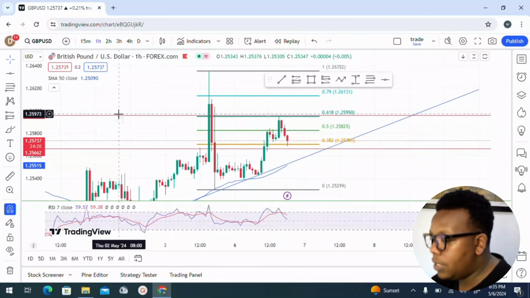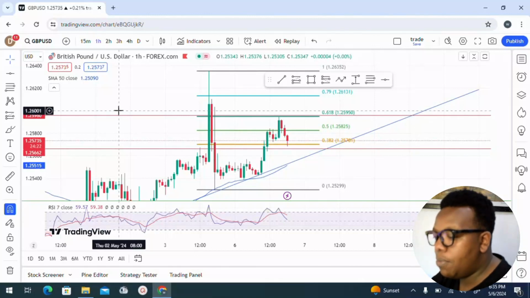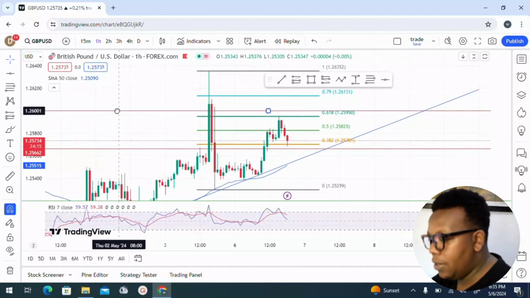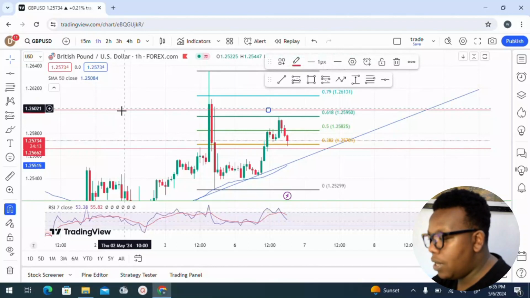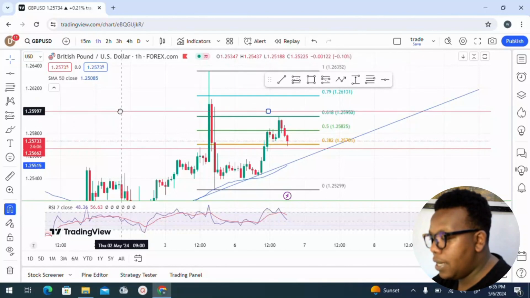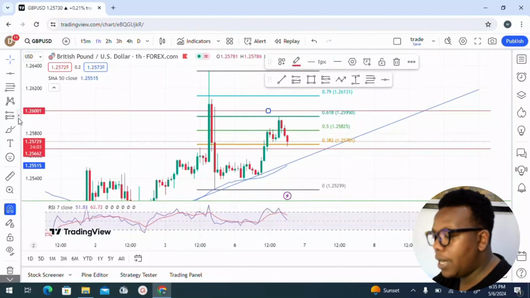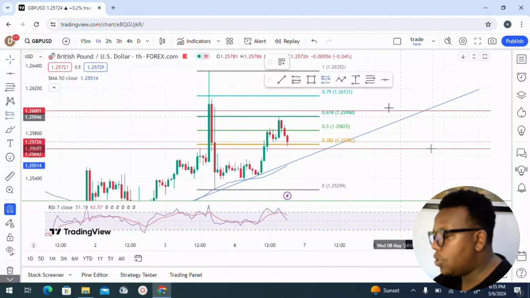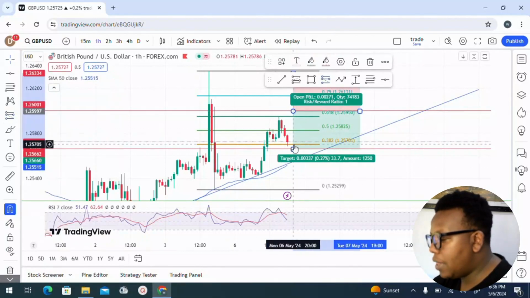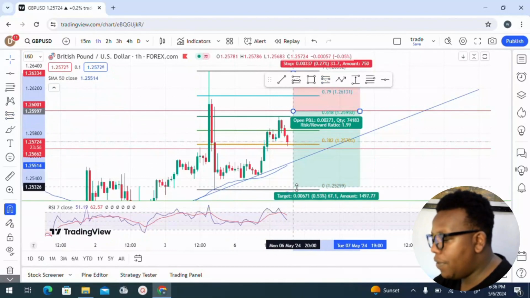So if you draw a psychological level, which is around 250, that is 1.2600, you can see that's a region where the market touched and is really struggling. So we can place our zone around that region right there. Then we can pull our short position, place our stop loss right there, and target our previous lower low.